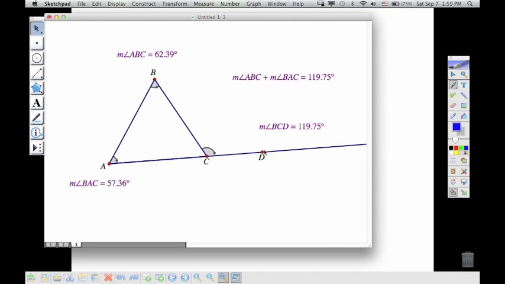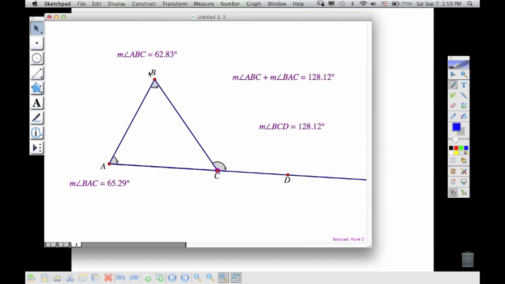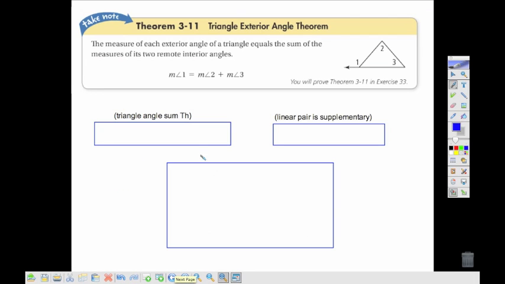Now if we look at these angles in Sketchpad, we might notice something about them. If I move this around, I'm measuring A, I'm measuring B, and I'm measuring angle C. Notice what happens when I add angles A and B together, comparing that to the measure of this exterior angle at C. Notice that even as I move this around, the numbers all change, but these two sums remain the same. This leads to another theorem that we have. This is the triangle exterior angle theorem.